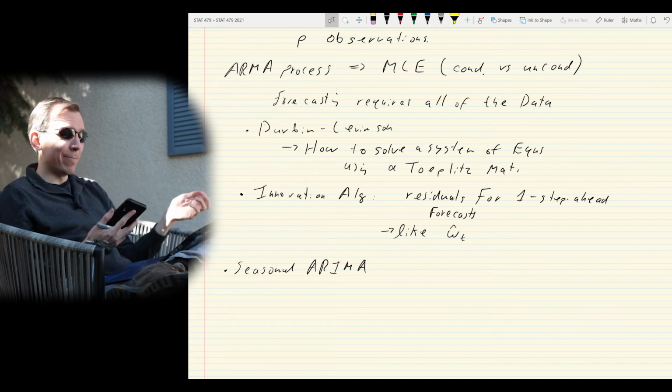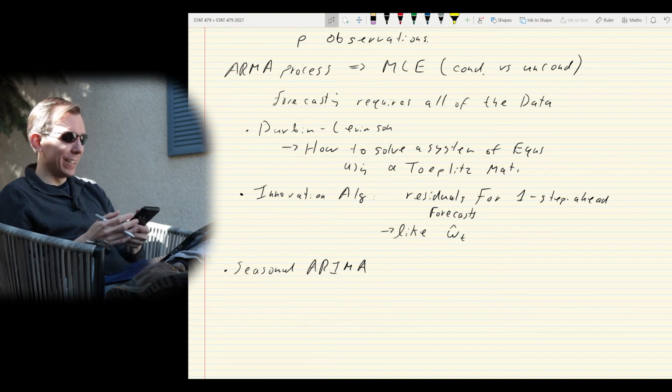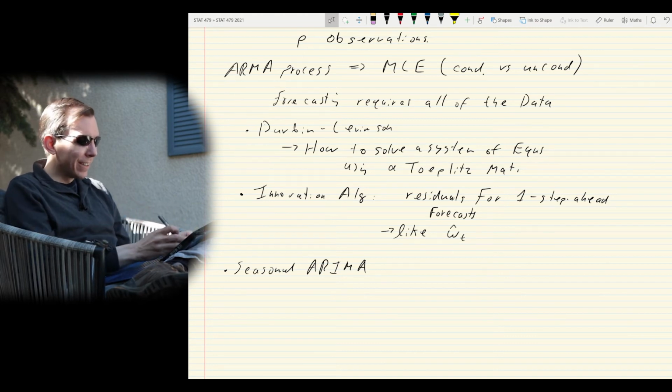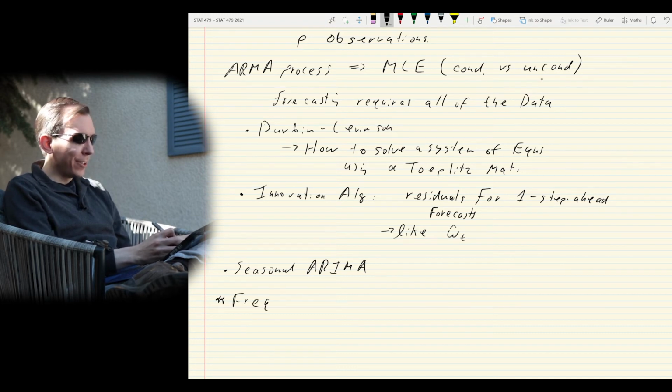Now, after that, we moved into the frequency domain and things got more fun. So in the frequency domain, maybe I should say, the last chapter was frequency and spectral methods.